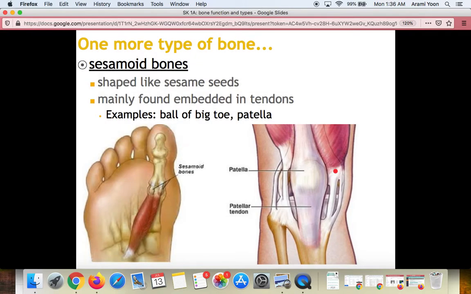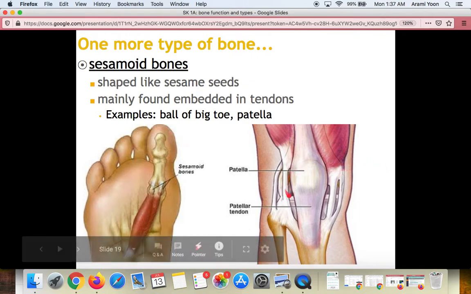Now there is one more type of bone which wasn't covered in the previous slides, and those are sesamoid bones. They're called that because they're shaped like sesame seeds, and they're typically fairly flat. You'll mainly find them embedded in tendons, which are the connective tissues that anchor your skeletal muscles to your bones. The reason they're there is they give some protection against the forces that you're putting on your bones and your joints when you do major movements like bending your knee or bending your elbow or pressing against the ball of your foot.